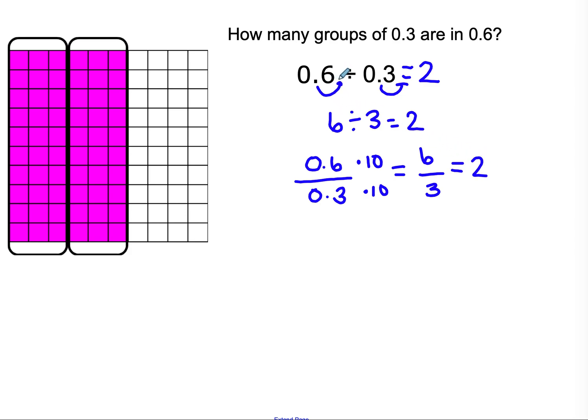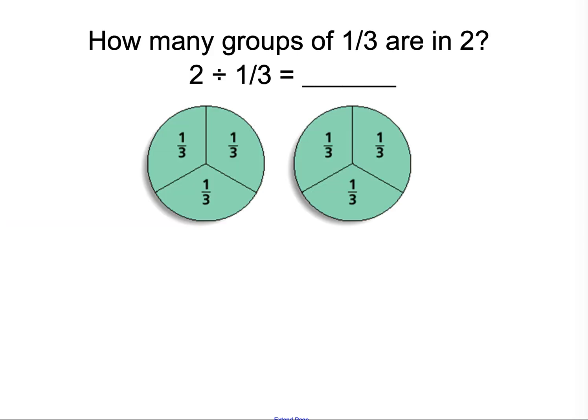So we need to make sure when we see decimals that we move those decimals over the same amount of places so that the second number is a whole number. Once you have that to be a whole number, then you can do your division. And really it could be a whole number or an integer, because that second number can be a positive number or a negative number.